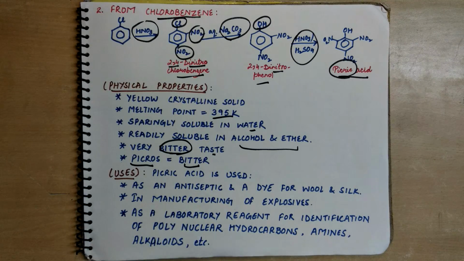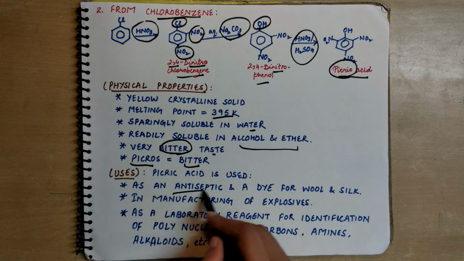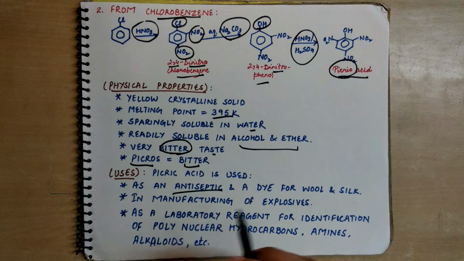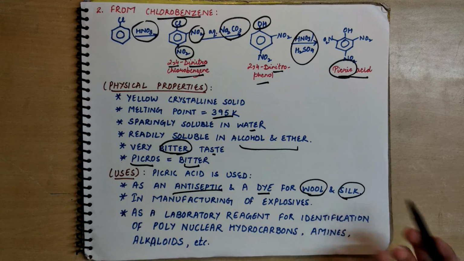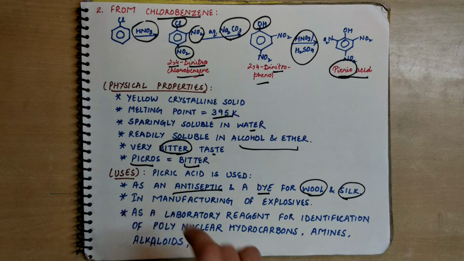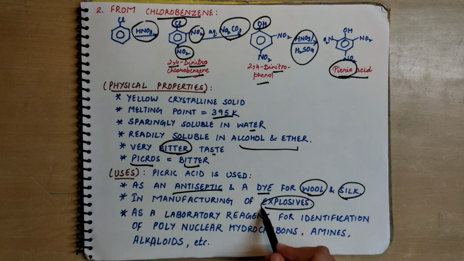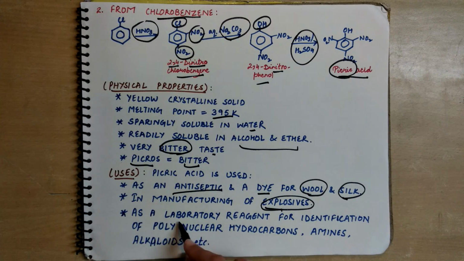Now the uses of picric acid. Picric acid is used as an antiseptic and it is also used as a dye for wool and silk. It is used in the manufacturing of explosives. As a laboratory reagent, it is used for identification of polynuclear hydrocarbons, amines, alkaloids, etc.